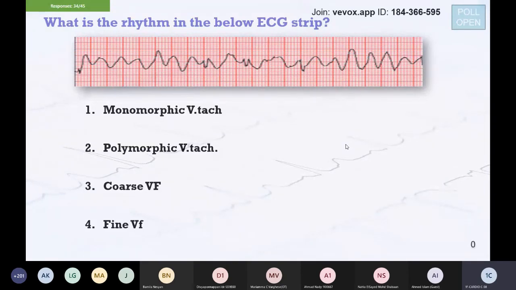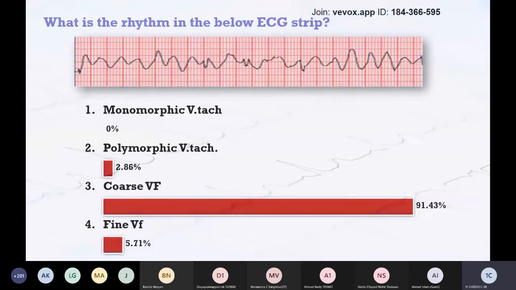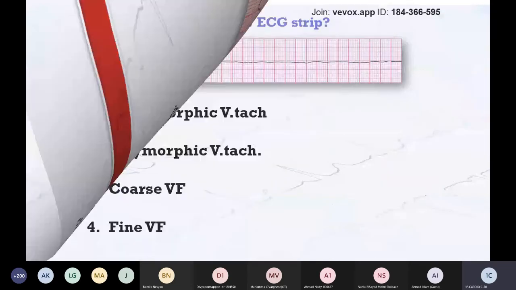So time is up. My goodness, guys, you are great. So 91% chose coarse VF, and for those who chose coarse VF in the previous strip, you can see the difference. So this is completely irregular, just like you remember, always a wavy line. This is what we call ventricular fibrillation, but coarse VF.